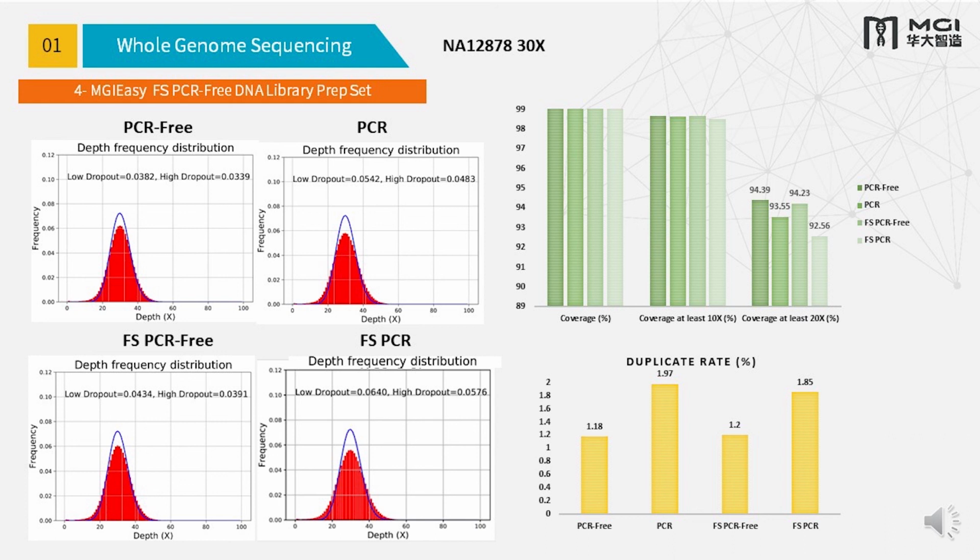And one point, even with PCR-free, we can get relatively lower. It's not obvious actually. 1.2 and 1.9 is not obvious at all, but still I just want to show you that because the current standard of whole genome sequencing is 30x, if you increase the sequencing depth, it will be very obvious for this criteria.